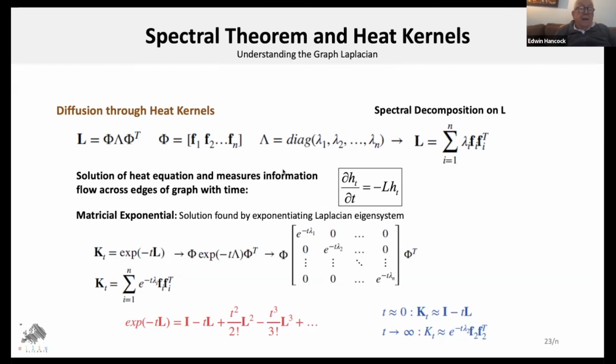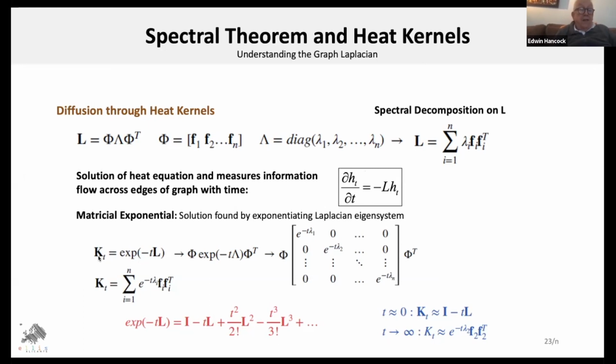So the heat kernel, which I'm going to call H, is defined in terms of this partial differential equation. The partial derivative of the heat kernel is just equal to minus the Laplacian times the heat kernel. You can rearrange this differential equation by taking H over onto the left-hand side and dt over onto the right-hand side, integrate both sides, and that will give you an exponential as a solution.